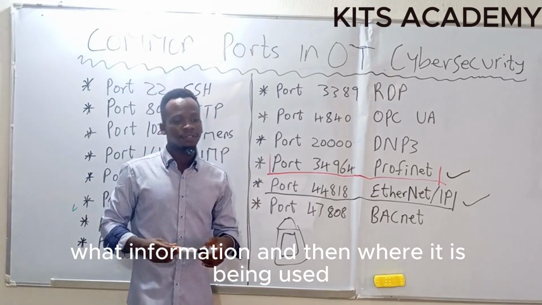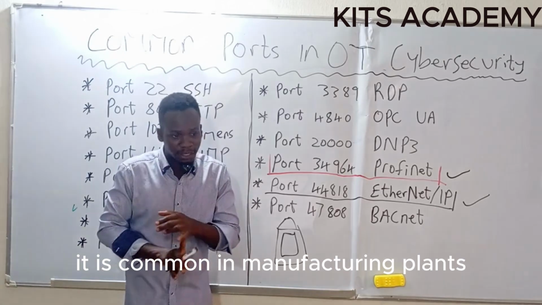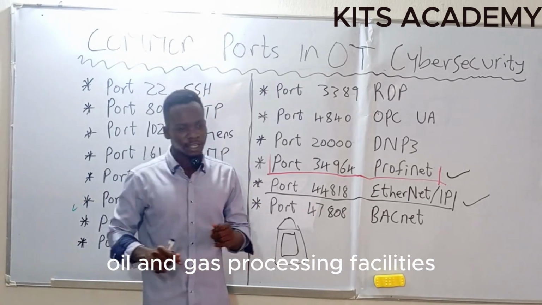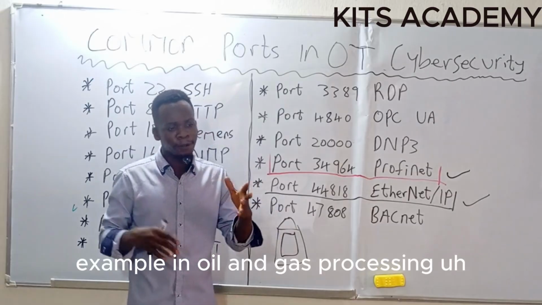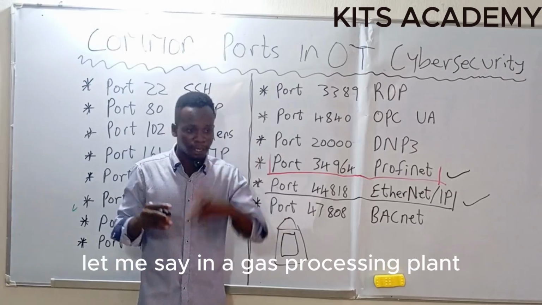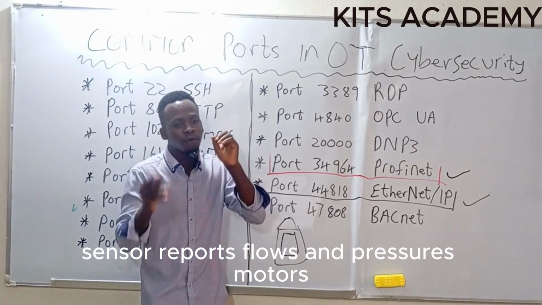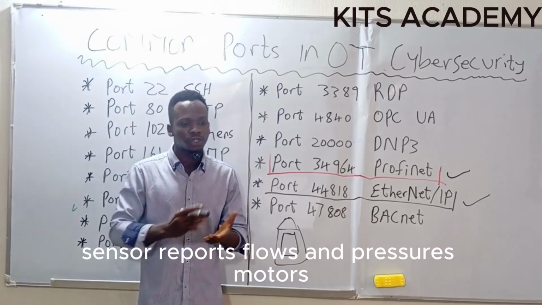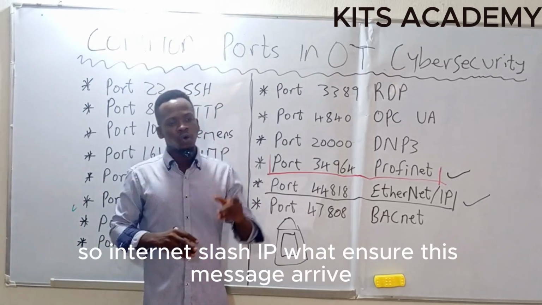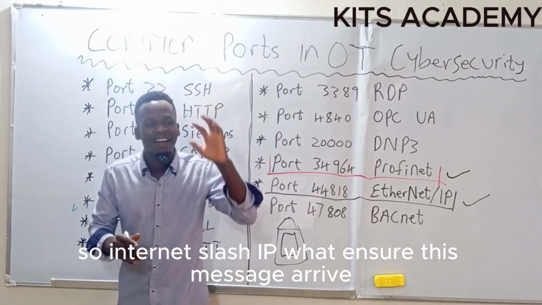And then where is it being used? It is common in manufacturing plants, packaging lines, automation factories, oil and gas processing facilities. For example, in a gas processing plant, a PLC controls the pumps, sensors report flows and pressures, motors start and stop based on commands. So EtherNet/IP will ensure these messages arrive correctly.